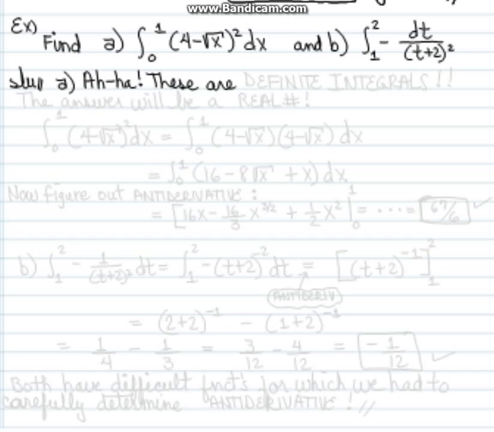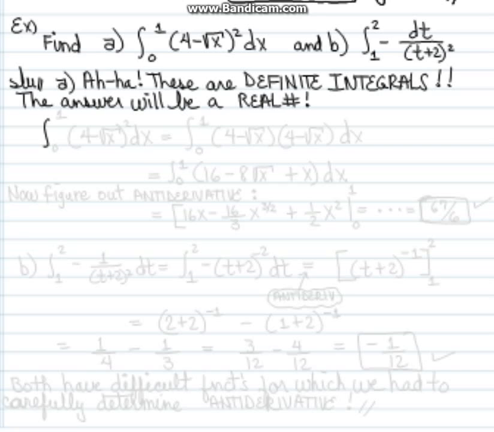Aha! We need to see that this is indeed a definite integral. It has limits of integration. Therefore, what does that tell us? It tells us one very important fact. Our answer will be a real number. It will not have a constant c. It'll be a real number.